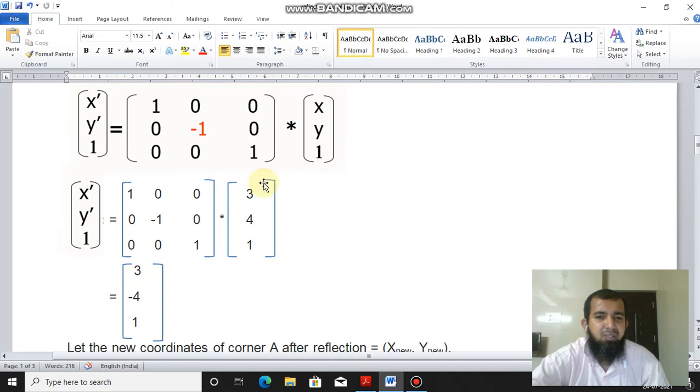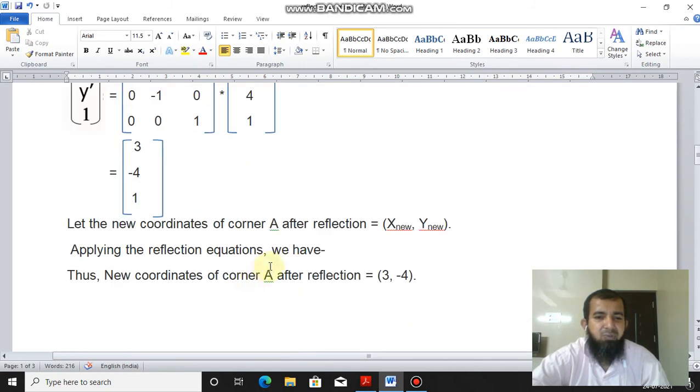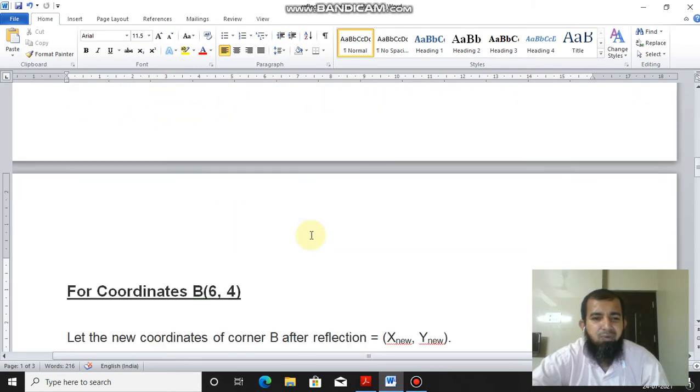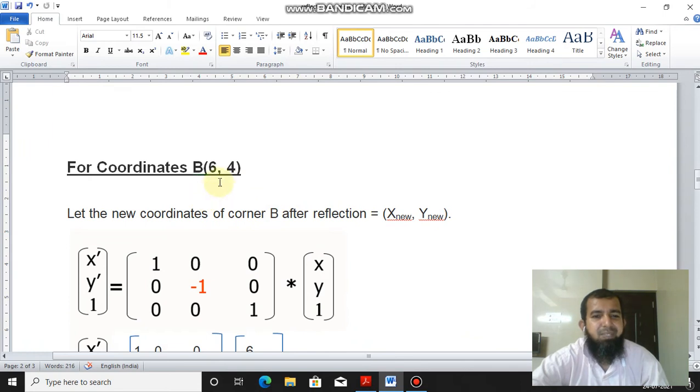So if it is (3, 4), the new value is (3, -4). Here this is A. X is 3, x remains the same. But the y value, if it is plus 4, you get minus 4 here. Clear? Similarly for coordinates B (6, 4).